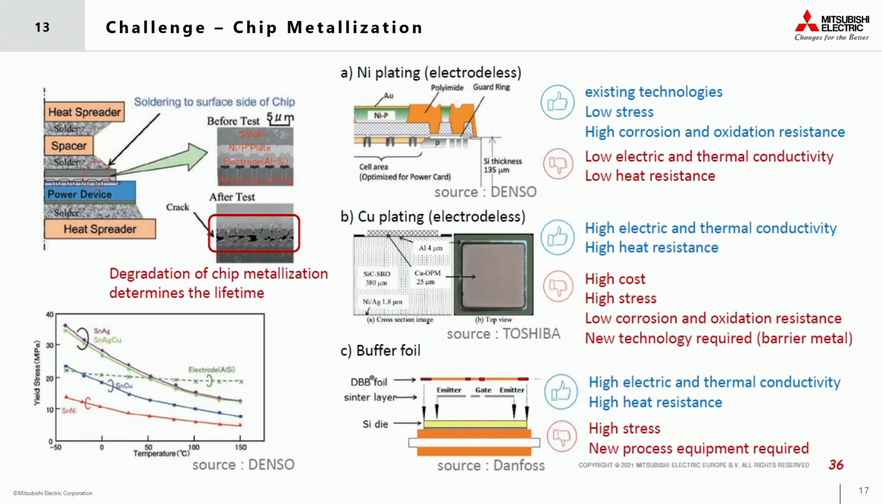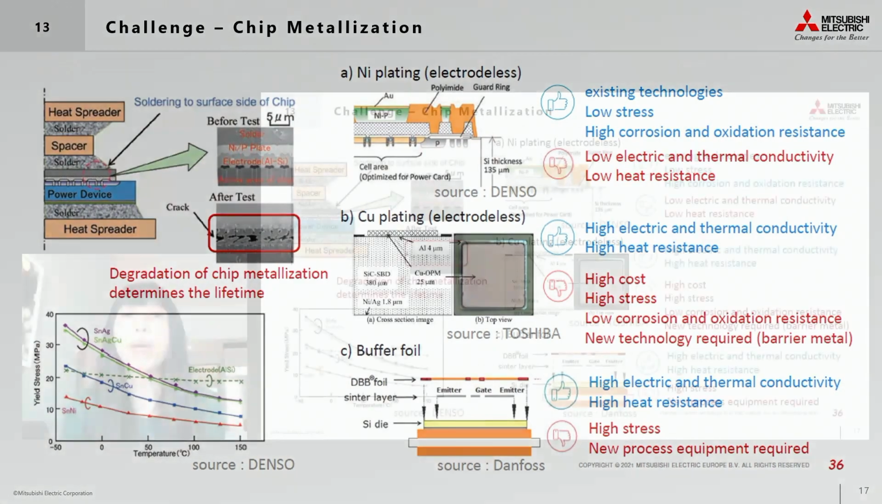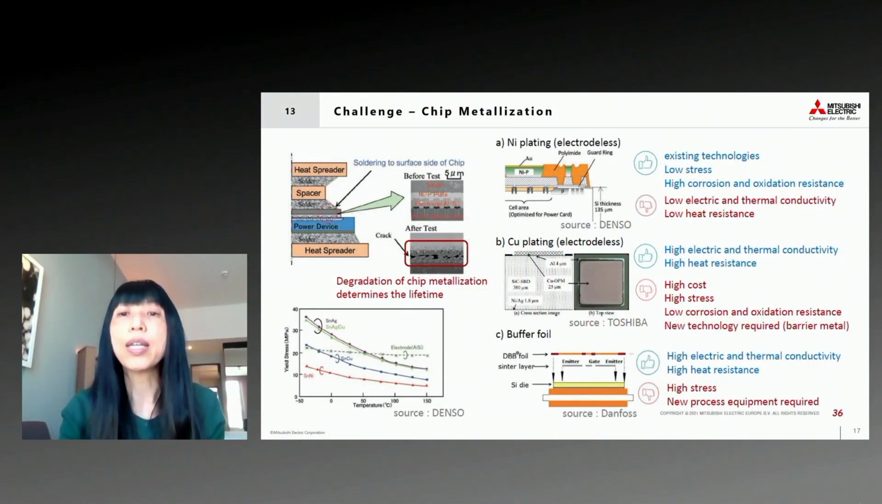For the metallization on the chip surface, replacement with copper has been proposed. But many process and reliability challenges remain. As an intermediate countermeasure, we have adopted an additive method on the existing aluminum metallization. For example, there are three methods: electroless nickel plating, electroless copper plating, and attaching copper foils. But each has its advantages and disadvantages, and should be used according to the specifications.